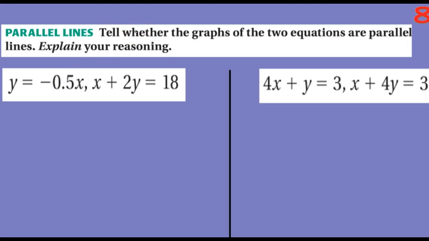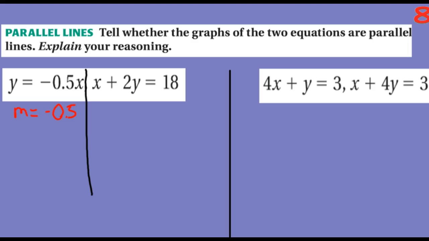Now we have to tell whether the graphs of these two equations are parallel lines. Explain your reasoning. Well, if I am looking at my first equation, I see that y equals negative 0.5x. What I'm going to try to do is find the m and the b, or actually I just need the m because I'm looking for the same slope. So my m for this equation is whatever comes before the x, so it's negative 0.5.